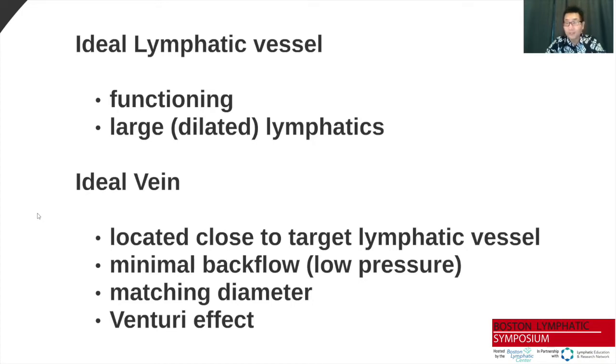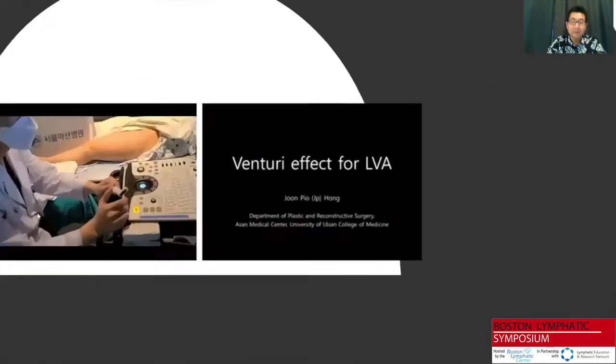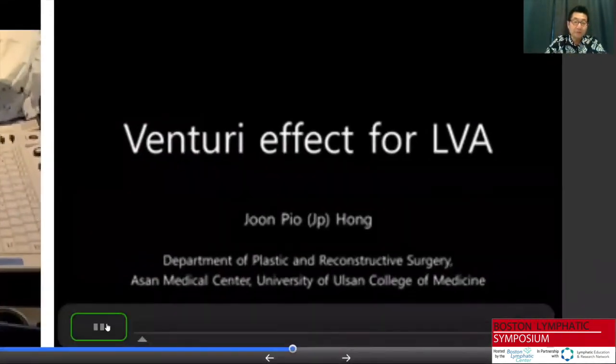We like to also find the matching diameter of the lymphatic vessel if possible. And we also like to find a branch that's coming off from a larger vein to maximize the Venturi effect. So here's an example of what the Venturi effect is.